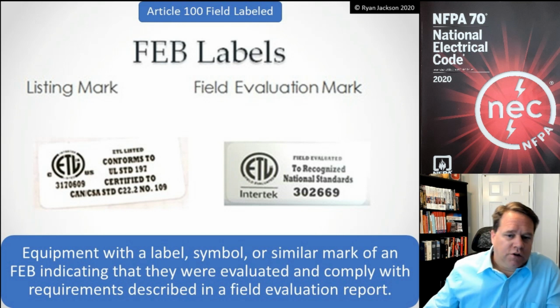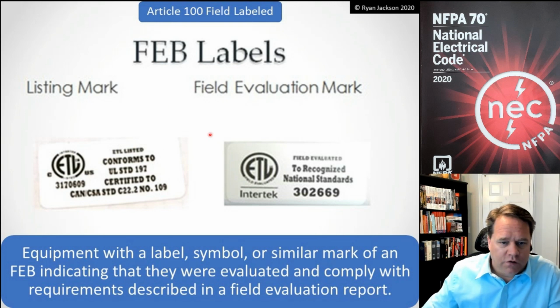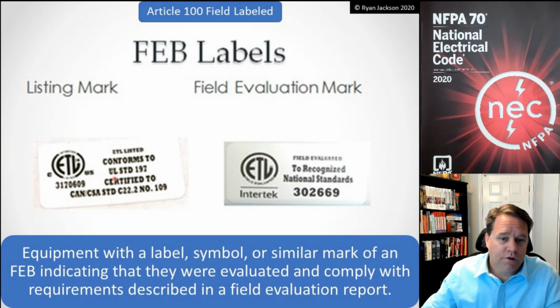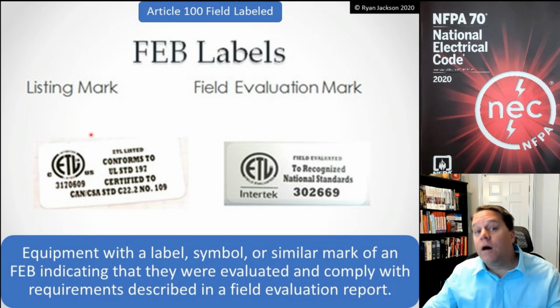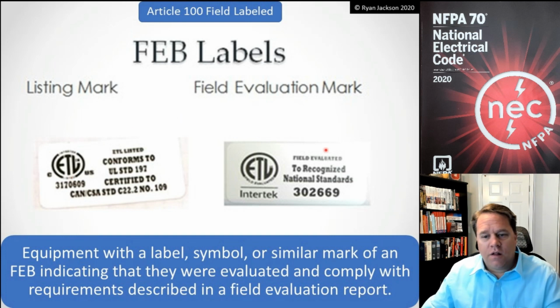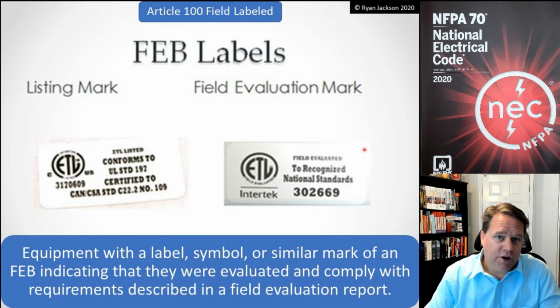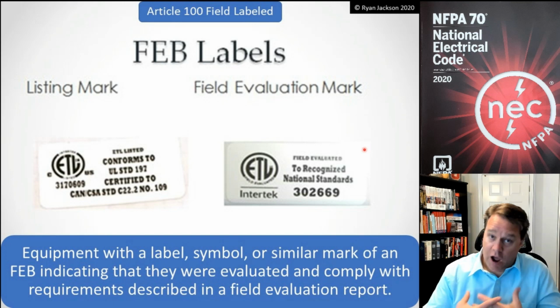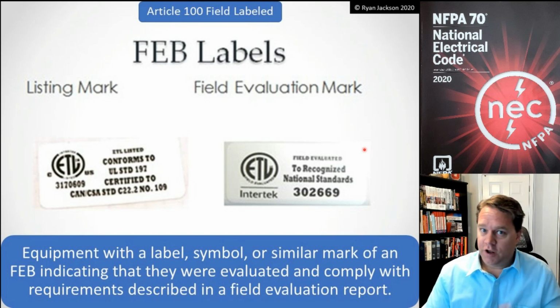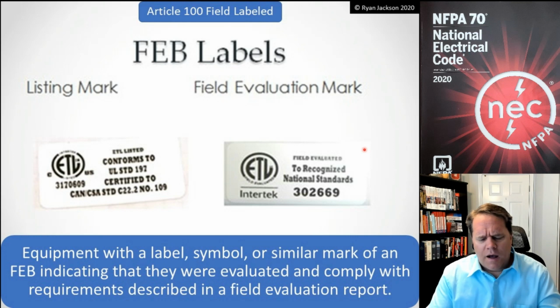I want you to take a look at these two different marks. These are from my friends at Intertek. If you have a listed product, this is the label that they would apply. If you had a field evaluated product, this is the label that they would apply. So I buy that luminaire, that $20,000 chandelier. Well, I don't buy it. Let's get real, I have to install it.